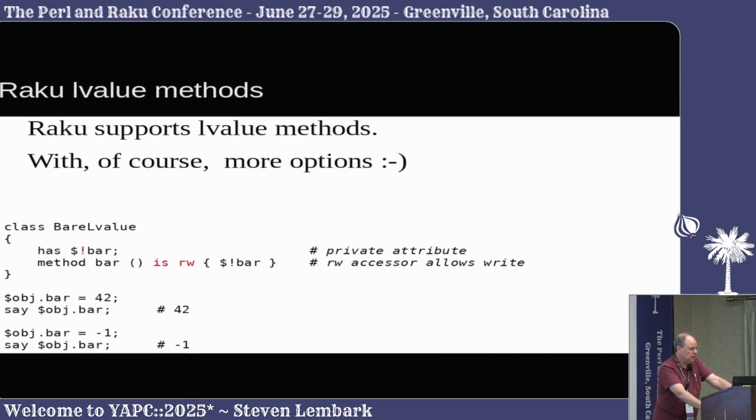Raku has, of course, a slightly different way of doing it. The thing here is if I have a Twidgel bang, which is a private attribute, I can give it a read-write accessor, and that's an L value.